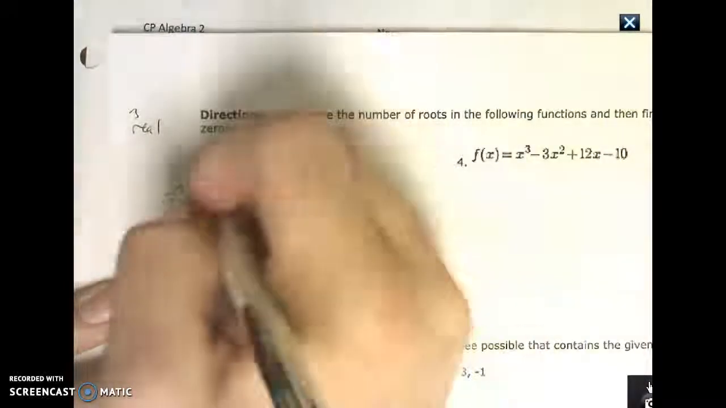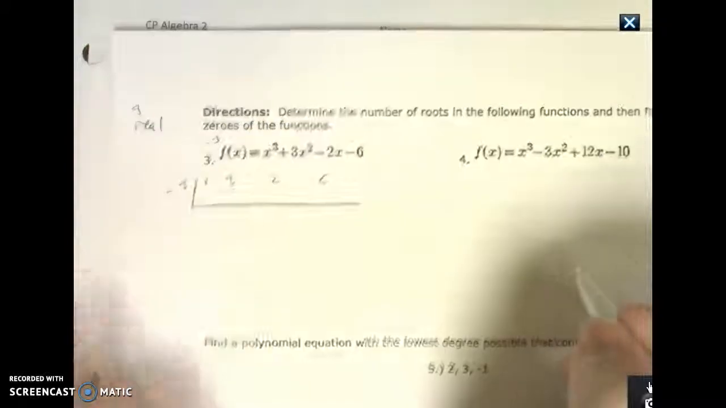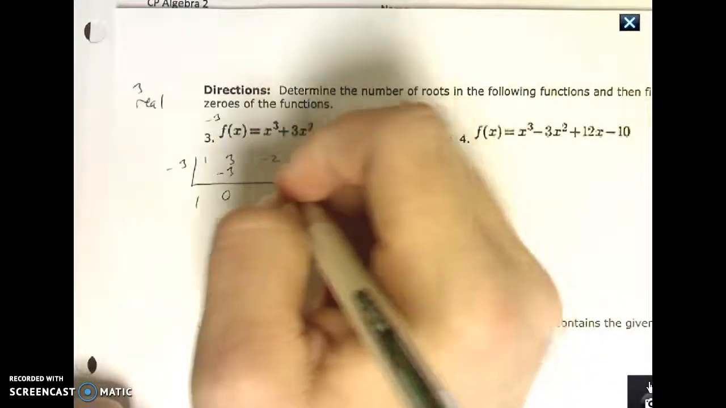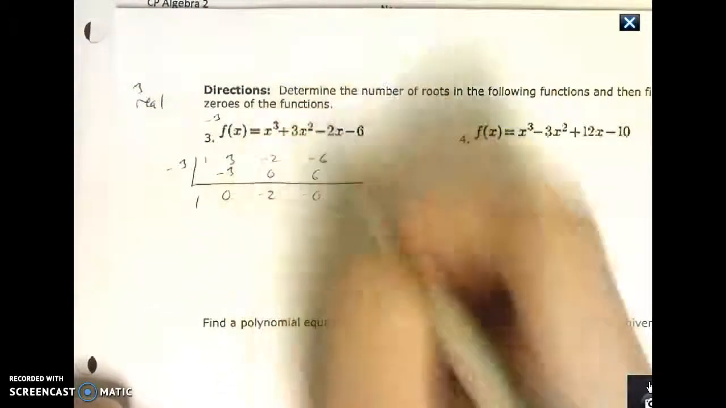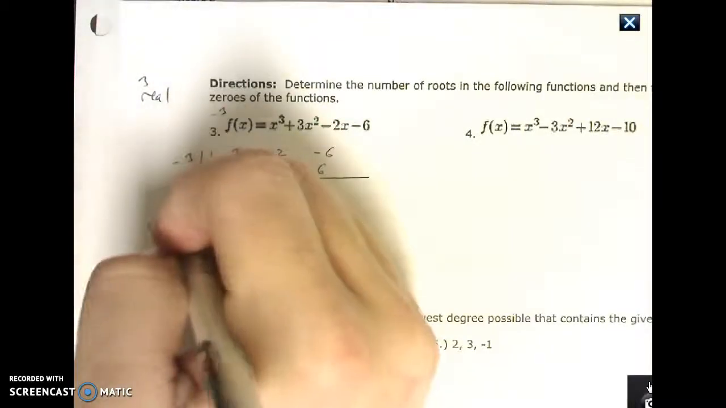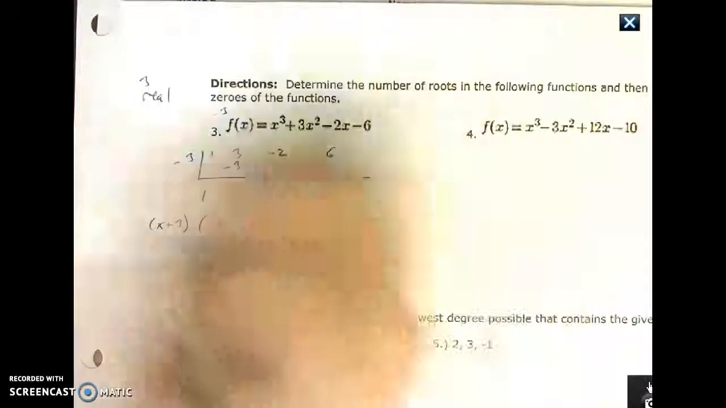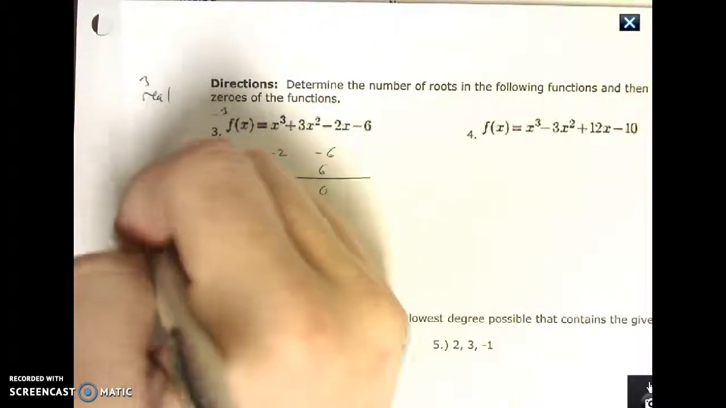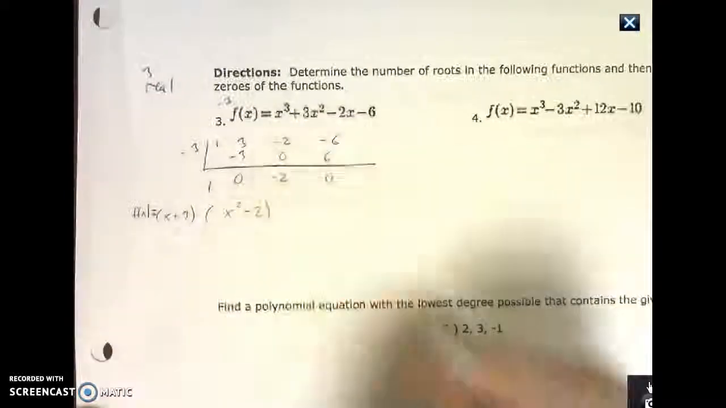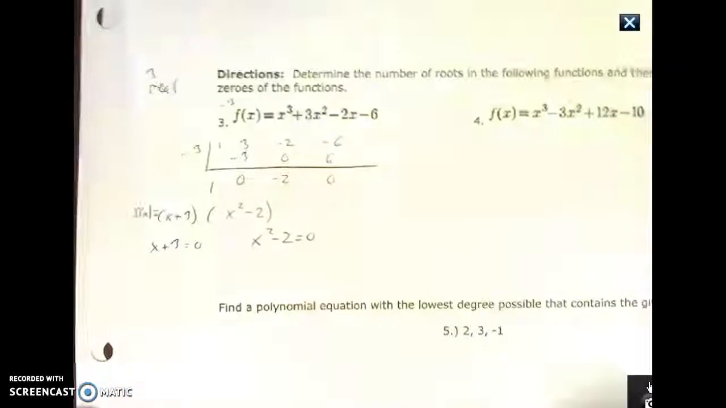Okay, here are all my coefficients: 1, 3, -2, -6. Alright, bring the 1 straight down, multiply, multiply, multiply. There we go. So this is written as a binomial as x plus 3. This is x squared plus 0x minus 2. Okay. Now I'm going to go ahead and set each of these equal to 0 again. So x plus 3 equals 0, x squared minus 2 equals 0.